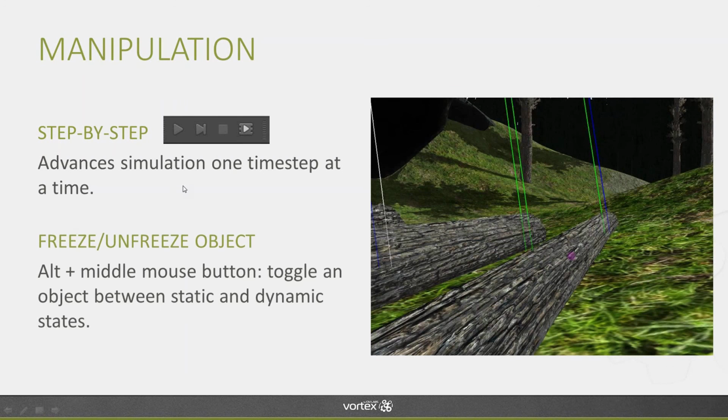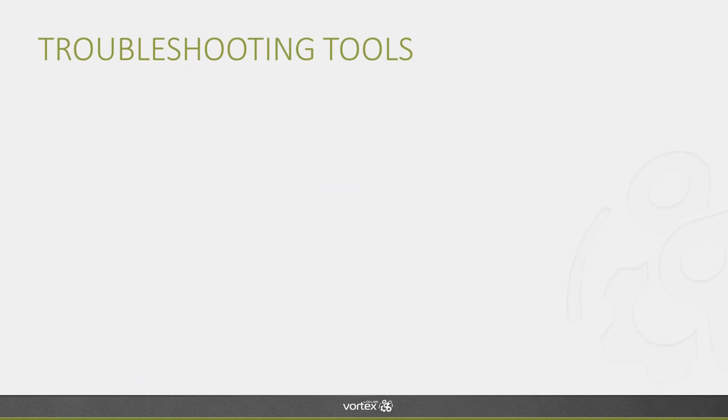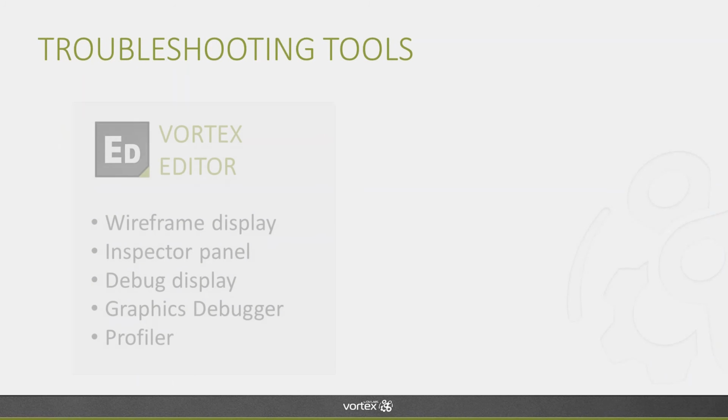Finally, there is also the freeze and unfreeze object shortcut, which is Alt and the middle mouse button. Now, this allows you to make an object either static or turn it from static to dynamic. And this is good when you have an object that you want to freeze, so that you can either focus on other parts of the simulation, or you want to be able to look at its state throughout the simulation a bit longer.